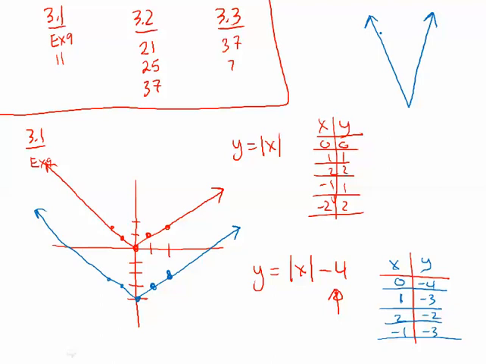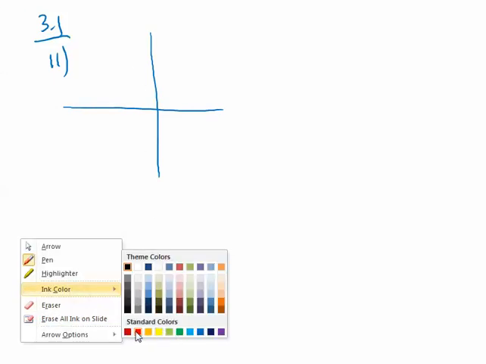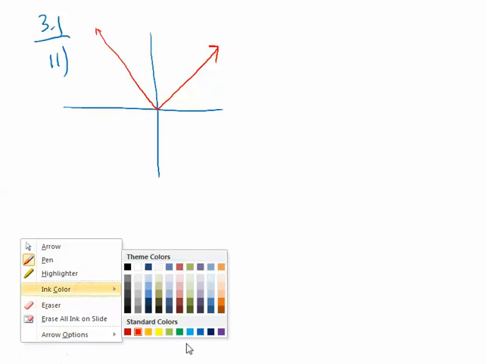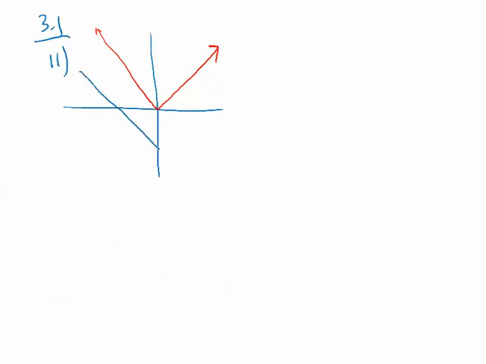But what they want you to do on homework number 11 is this right here. So let's go to 3.1, number 11. Let's go down to homework. They give you 2 graphs. The first graph in red is like this. Then they give you a blue graph, which is like this. And then they give you the equation of the red graph already. The red graph equation is y equals absolute value of x.